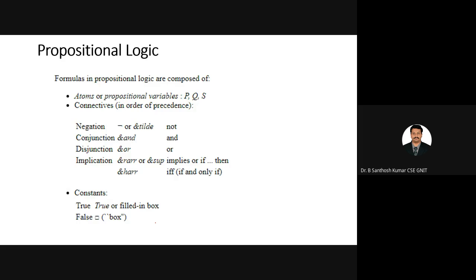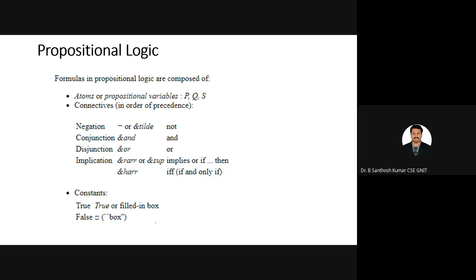Then we are talking about propositional logic. In propositional logic we use these kinds of symbols. Formulas in propositional logic are composed of atoms or propositional values. The propositional values mean P, Q, S, which represent any objects or any persons or anything.